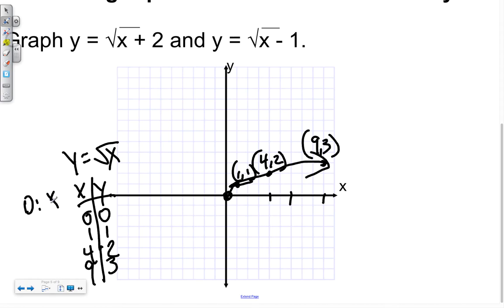The domain, x is greater than or equal to 0. Your range, y is greater than or equal to 0.